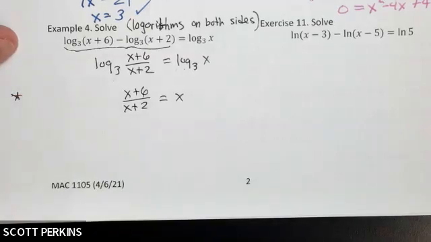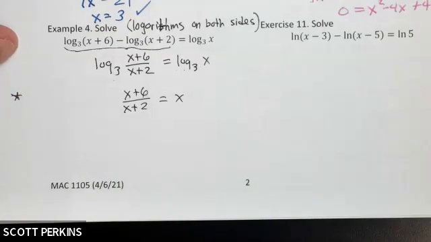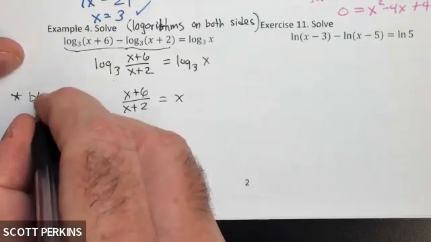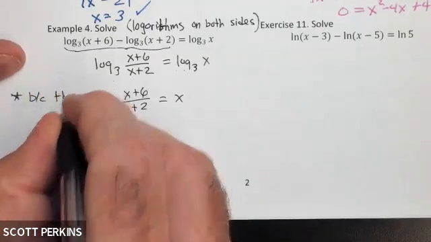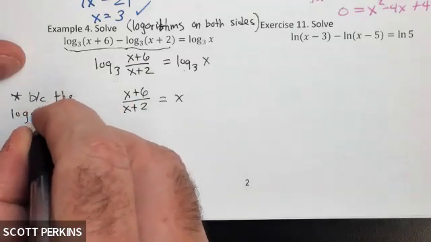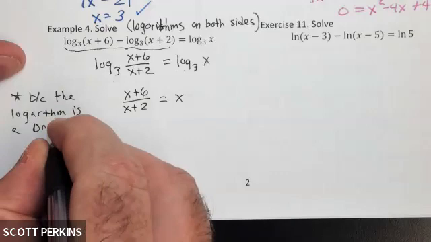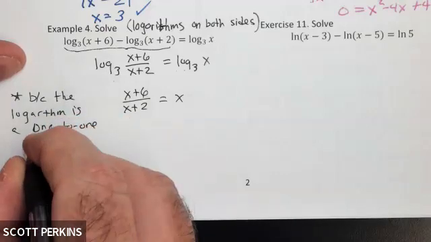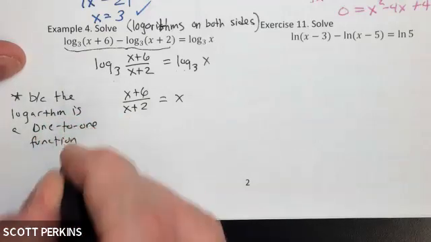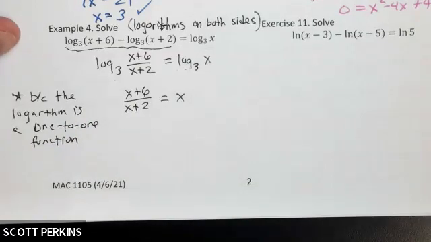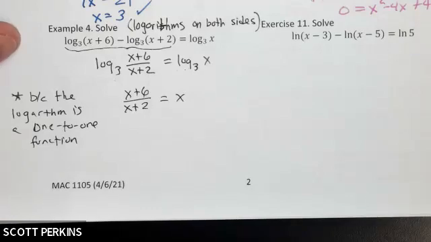So when you're looking at your notes and you're like, why in the world did the Berkster do that? The reason I can do that is because the logarithm is a 1-to-1 function. So I'm just taking advantage of that property. Again, from here on out, this is not new. It might be difficult, but it's not new.